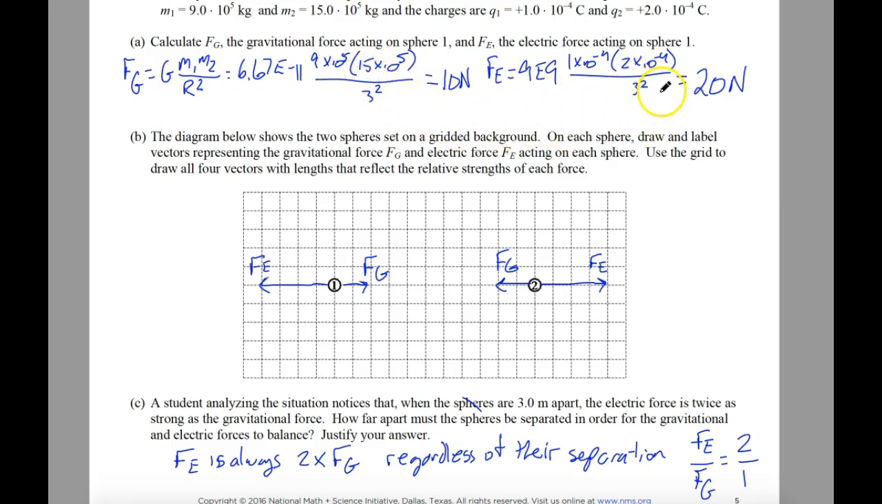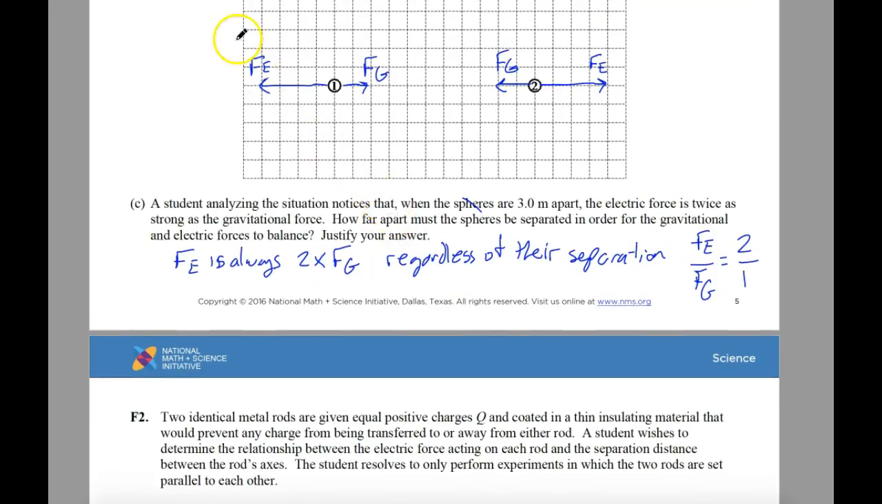If we change these to 6, everything on the top stays the same, as well as our constant. So you're always going to have that 2 to 1 or 1 to 2 ratio. And that is the end of this very simple problem.